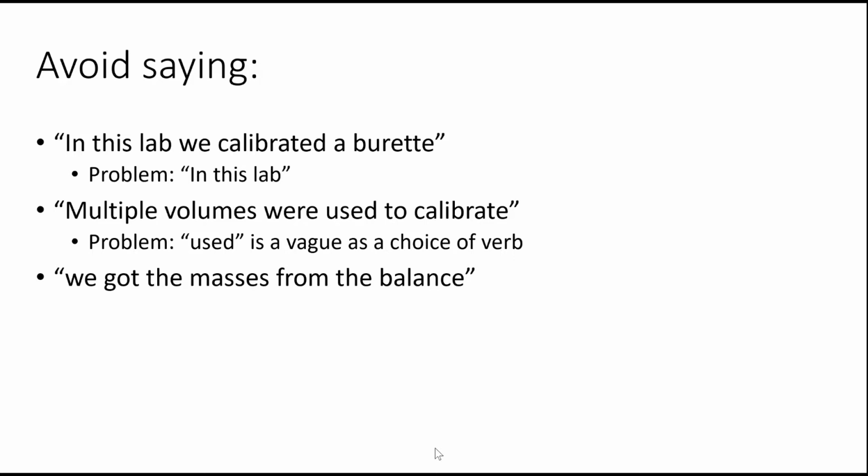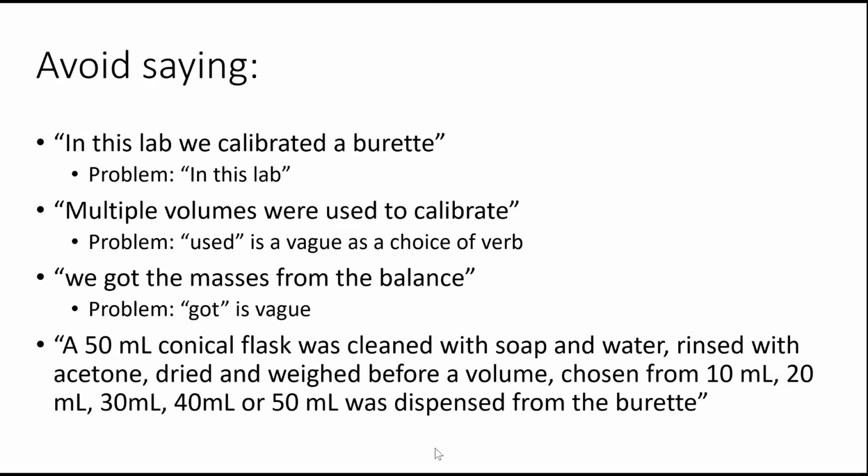Furthermore, "we got the masses from the balance" demonstrates actually two problems. One, we tend not to use the first person in our abstracts, so try to avoid using the words "we" or "I." But also, the verb "got" is particularly vague. Lastly, we don't want to include so much gory detail. In this sentence there's way too much detail regarding 10 milliliters, 20 milliliters, how we cleaned the flask with soap, water, etc. We don't need to put all that detail into our abstract.